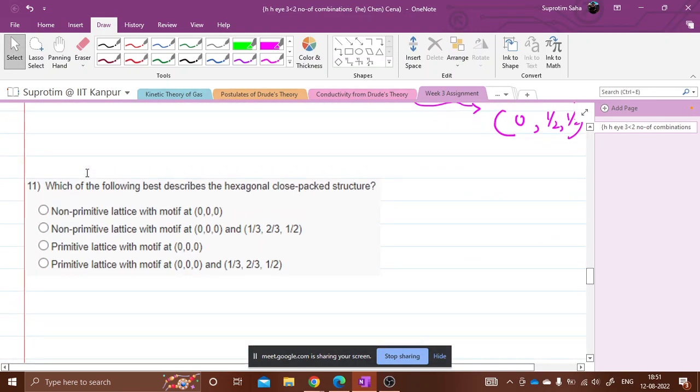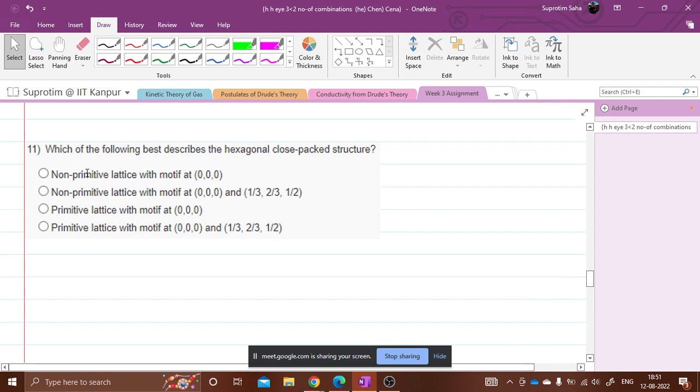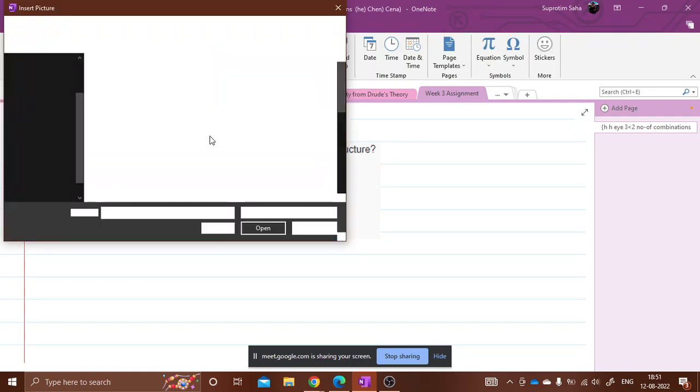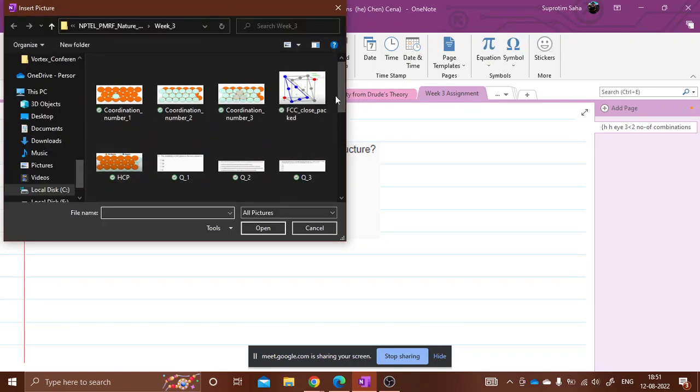All right, so we're almost at the end. Which of the following best describes the hexagonal close packed structure? We have the picture with us. Pardon me, I didn't post it earlier.